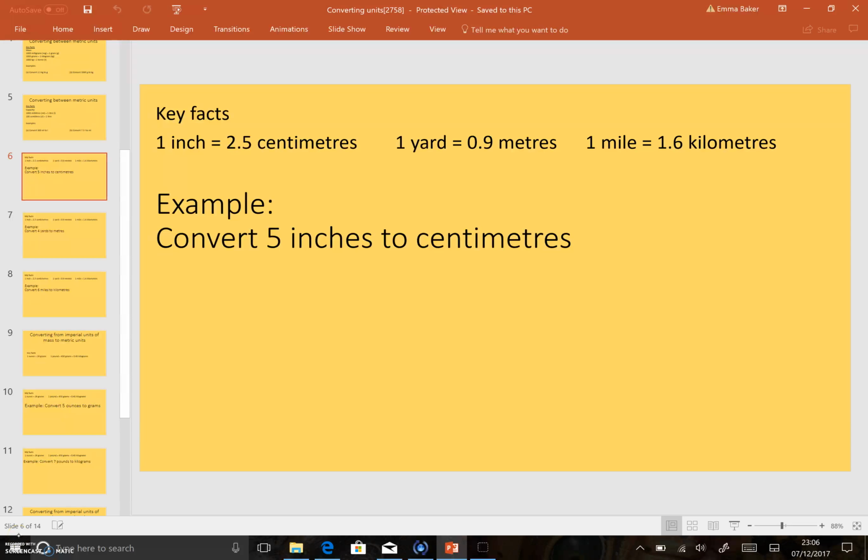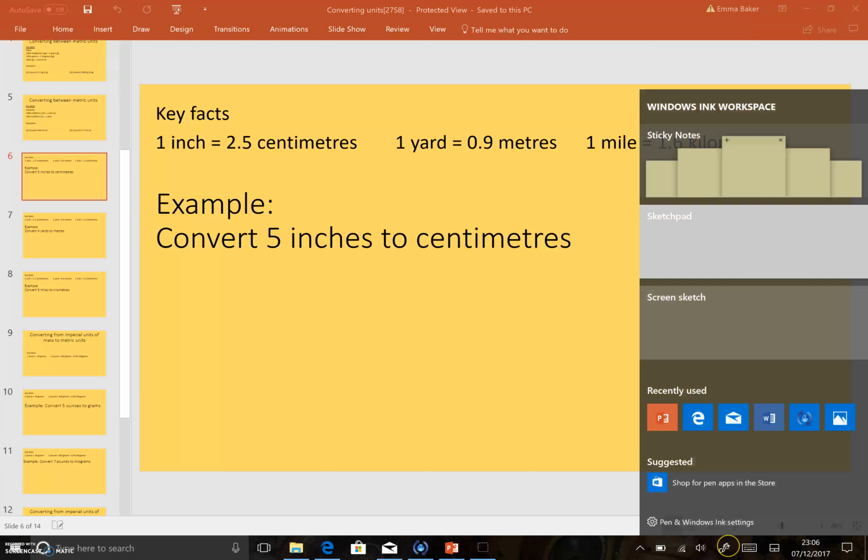Okay, this video is all about how to convert between imperial and metric units. Imperial units being more old-fashioned style measures like inches, yards, pints and gallons into more modern-day metric units like centimetres, metres and litres. So we'll look first at imperial units of length.